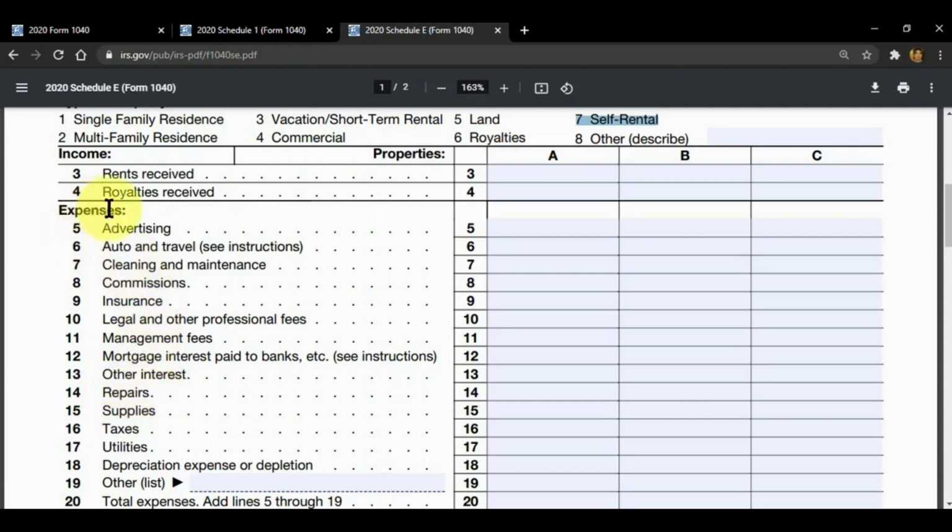Going through these expenses, advertising is a common expense by a landlord because they've got to try to advertise a vacancy, right? Of course, there's free places online like Craigslist.